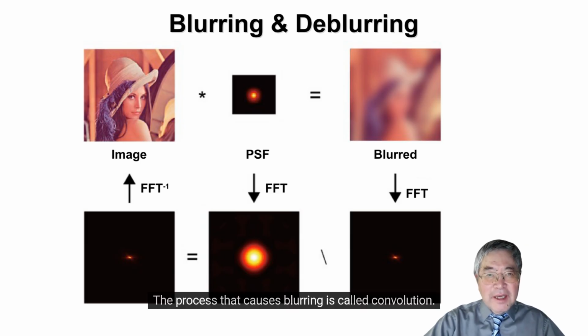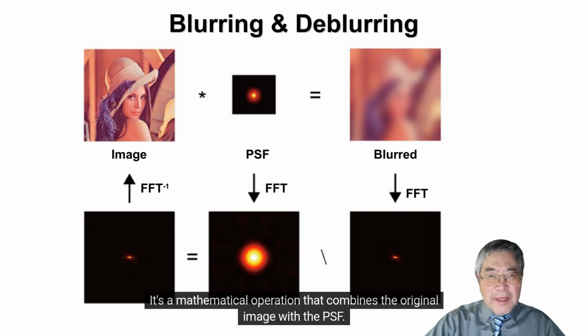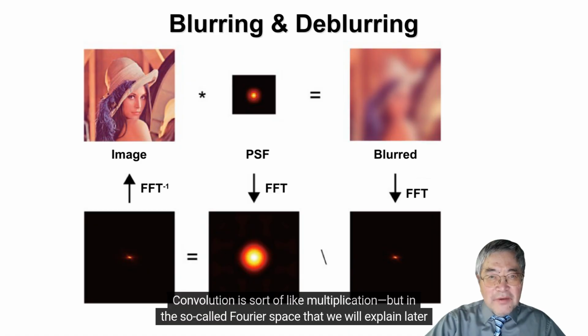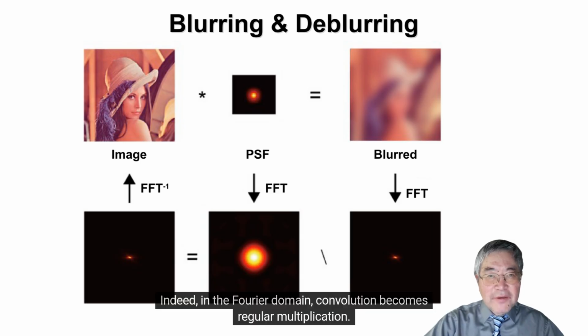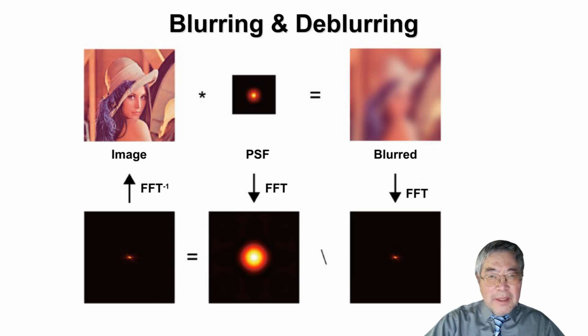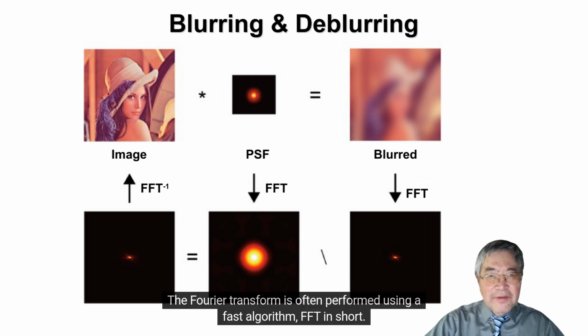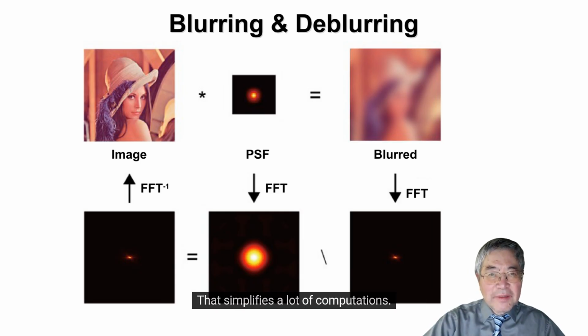The process that causes blurring is called convolution. It's a mathematical operation that combines the original image with the PSF. Convolution is sort of like multiplication, but in the so-called Fourier space that we will explain later in this course. Indeed, in the Fourier domain, convolution becomes regular multiplication. The Fourier transform is often performed using a fast algorithm, FFT in short. That simplifies a lot of computations.